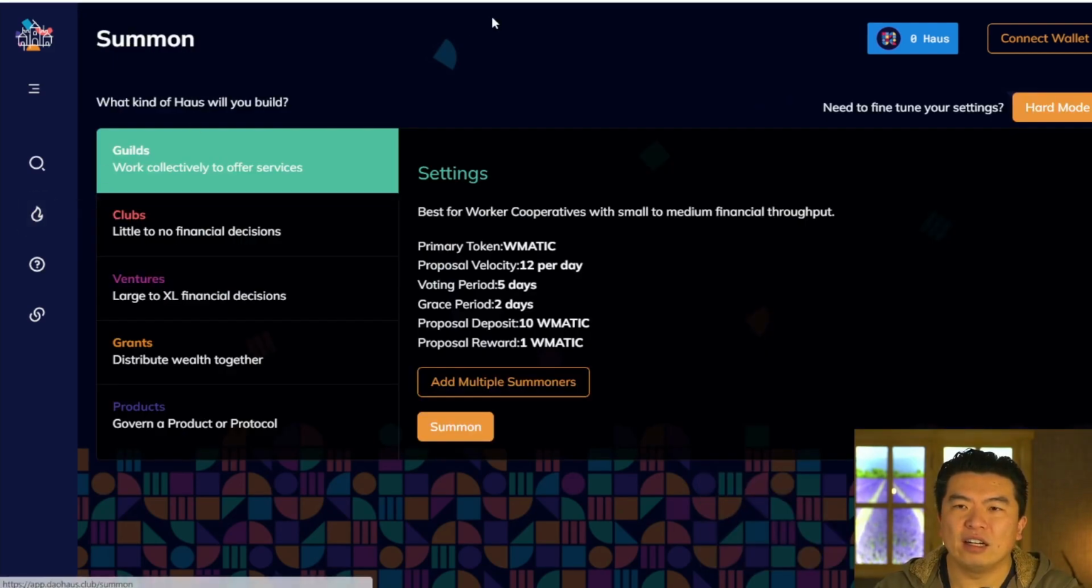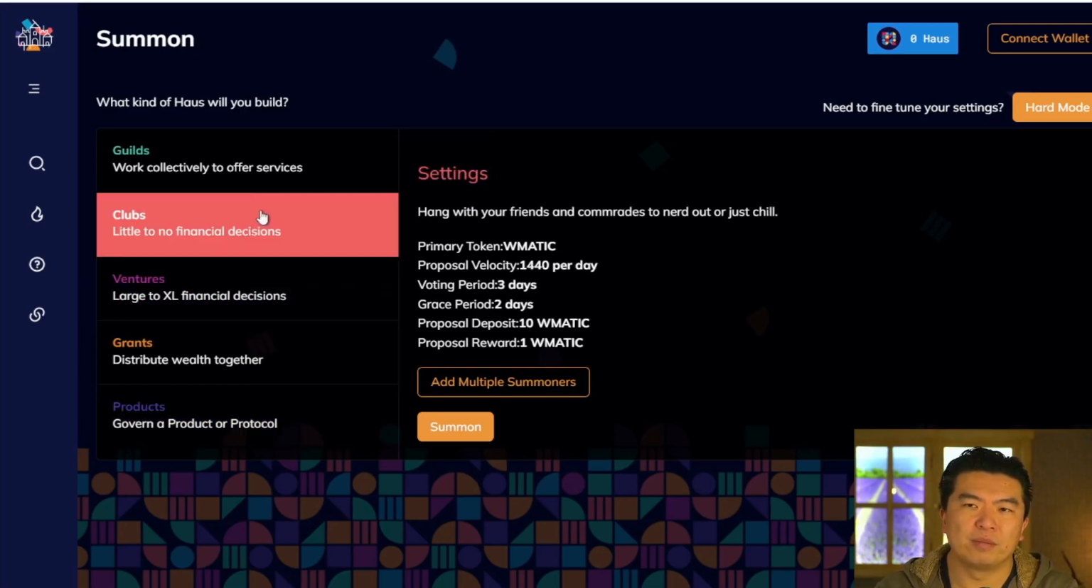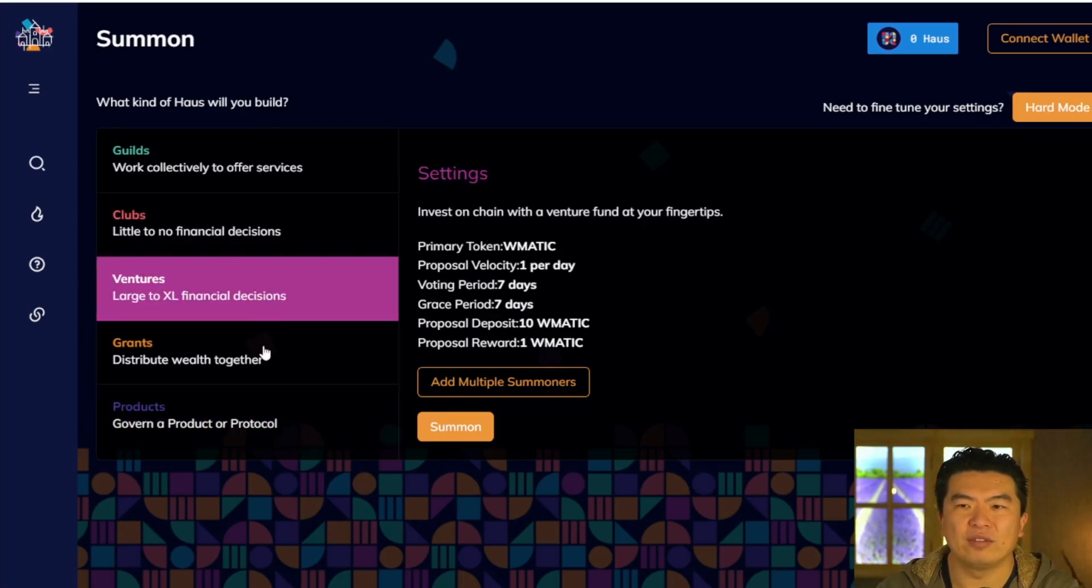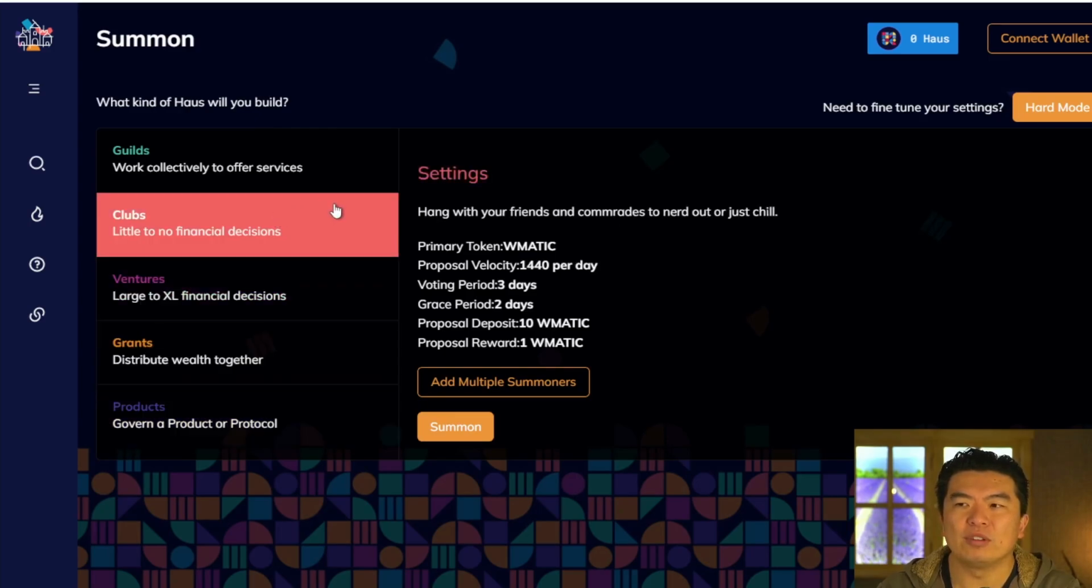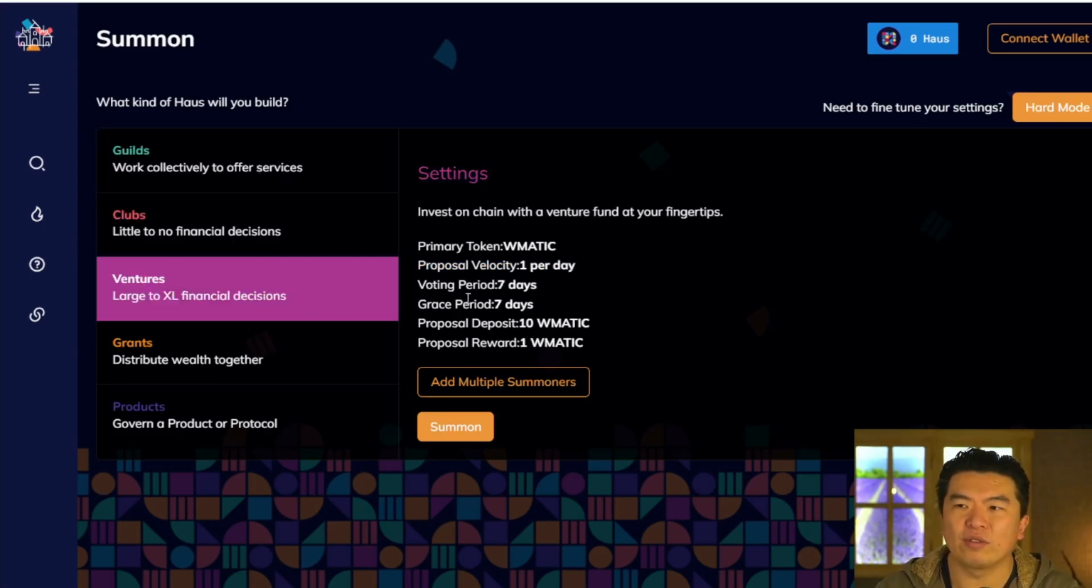And so let's get started with Summon. They have already pre-made some different kinds of DAOs which you can use. Most of them just differ in the number of proposals which you can make during a single day, and of course the duration of the voting. Be aware that the duration of voting is always these two put together.